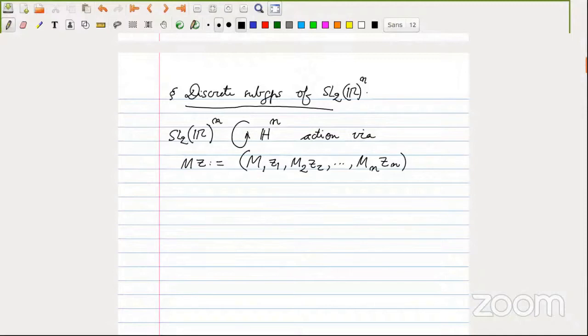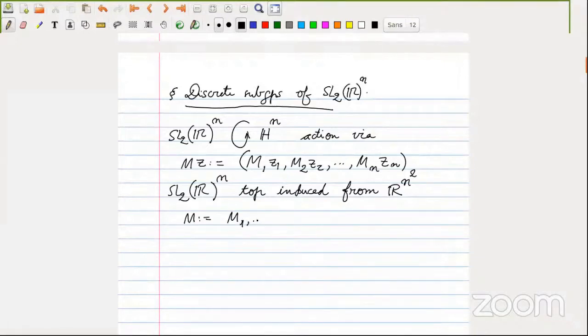Here let me remind you that this SL2R to the n is given the topology induced from R to the 4n, that is, R^(n squared) style coordinates. This is an aside, maybe useful later on. So M consists of these matrices M1 up to Mn.